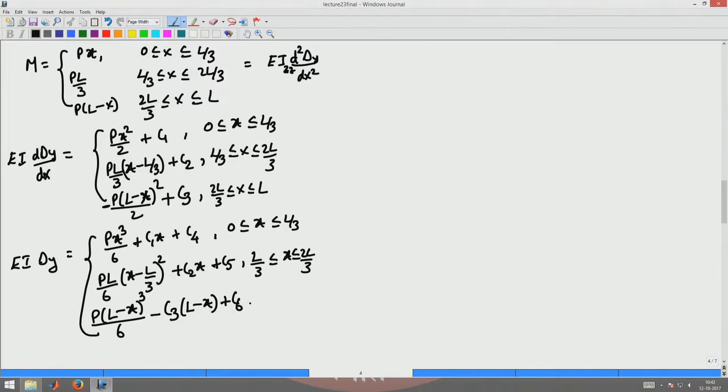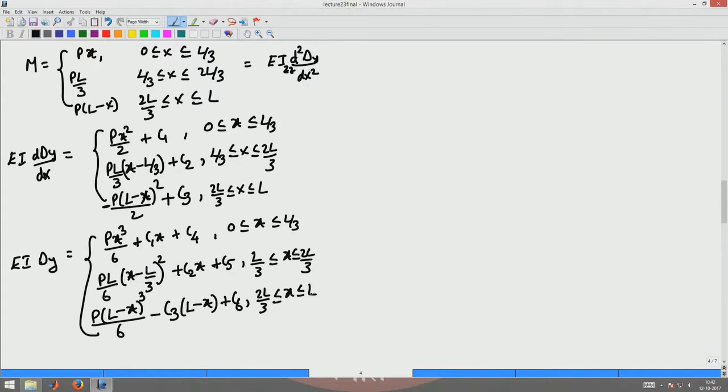It will be C 3 x I am getting here too. C 6 would be, the actual integration constant will be C 6 minus C 3 L. But I want it to go to 0 at x equal to L, so I am writing it like this, in the region 2 L by 3 less than x less than or equal to L.